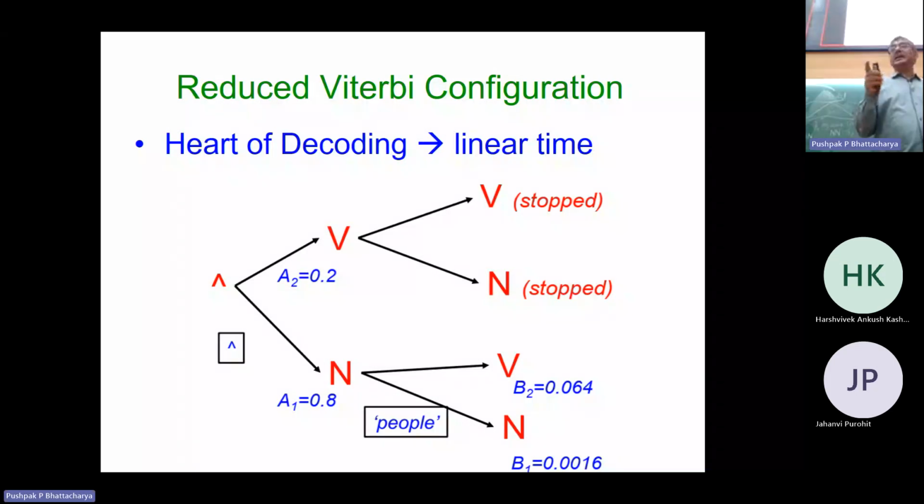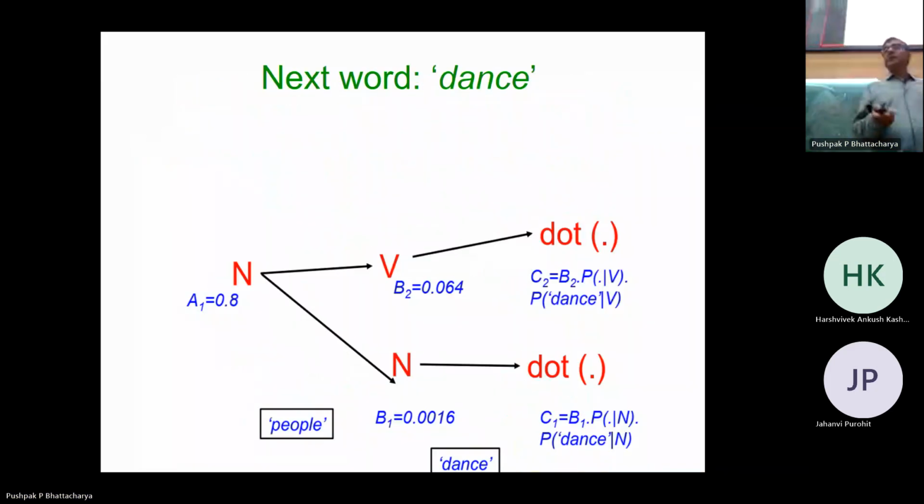The path hat VN is also dropped. This, as per our intuition, in people dance, people should be noun. How can people be V? So that's why this whole top subtree is dropped. Then we have to develop the path which was ending in N. Now the next word which is seen is dance. So you can go from N to V or N to N.